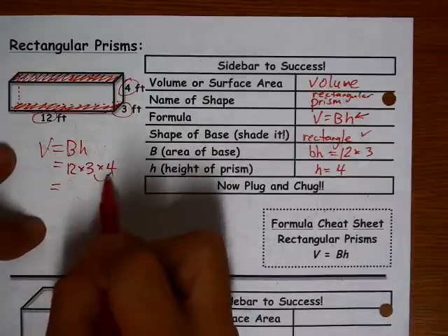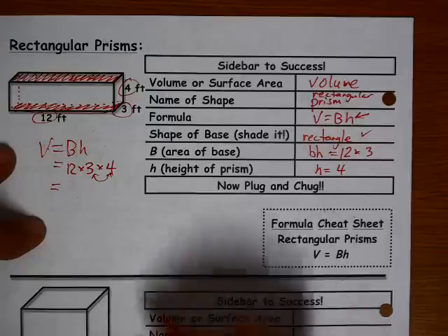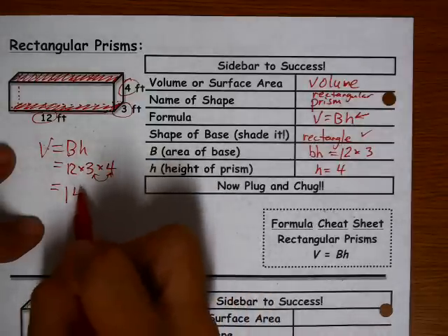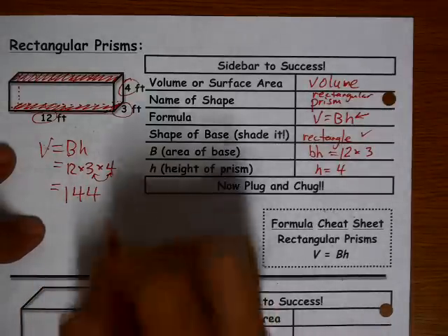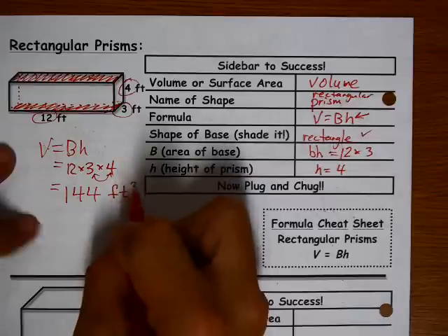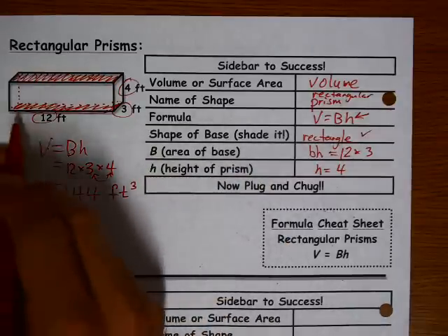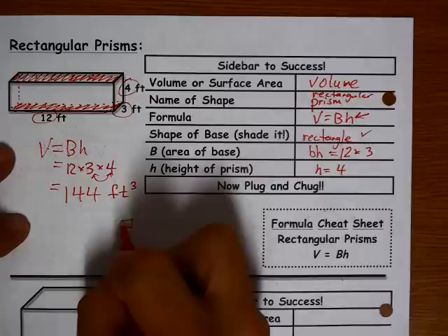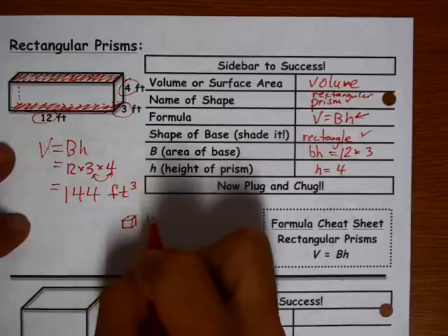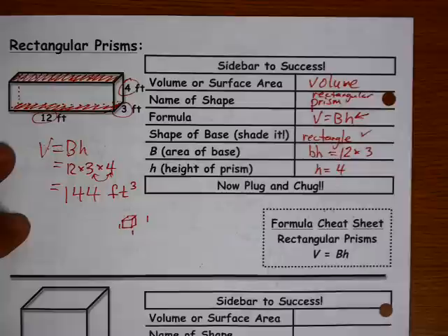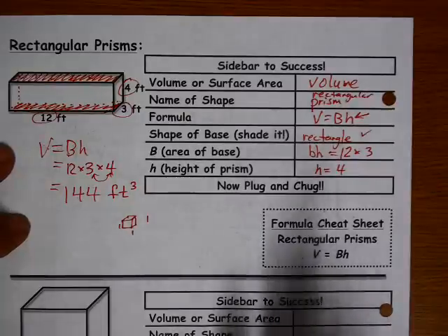And you could actually do this first on this particular example. You know 3 times 4 is 12, and then 12 times 12 would give you 144, and again it's in cubic feet. That means that there's 144 little cubes that would fit in this one, and every little cube would be 1 foot by 1 foot by 1 foot all the way around. That's what volume is.